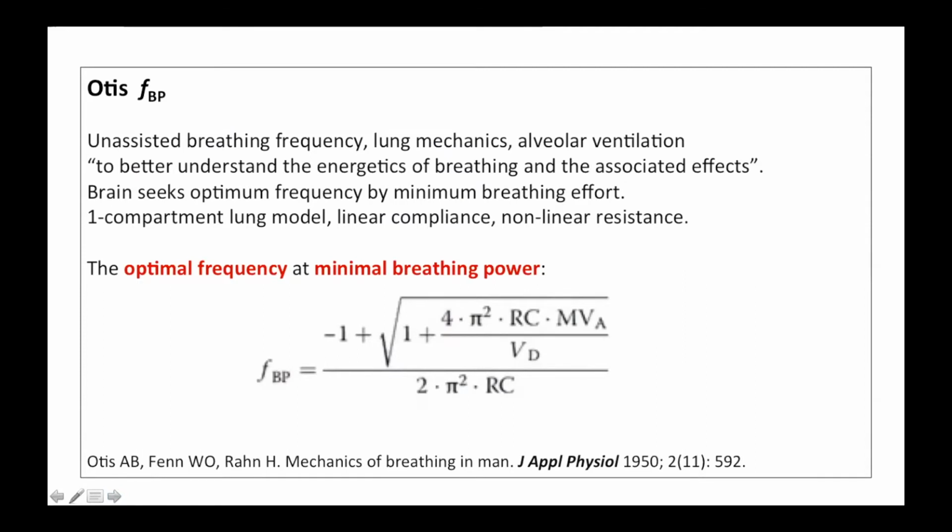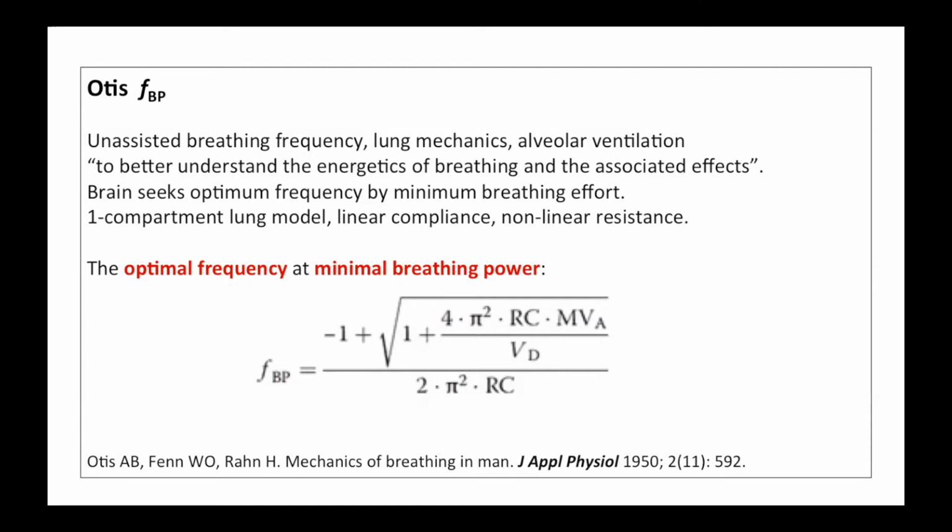Originally, Otis studied this in normal persons with unassisted breathing frequency, to study the relationship with lung mechanics and alveolar ventilation in order to better understand the energetics of breathing and the associated effects all the way in the spectrum from normal to the disease state. And the hypothesis at that time was that the brain seeks an optimum frequency by a minimum breathing effort.